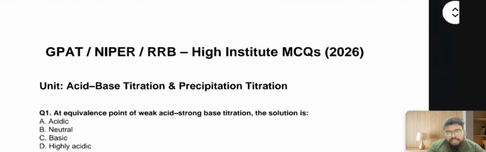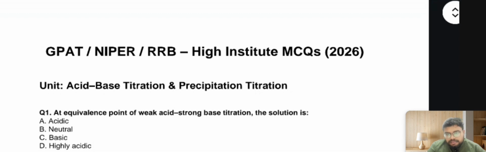So today I will discuss 30 MCQs on the topic of acid base titration and precipitation titration. Let's begin with question number 1. The equivalence point of a weak acid strong base titration: the solution is acidic, neutral, basic, or highly acidic.